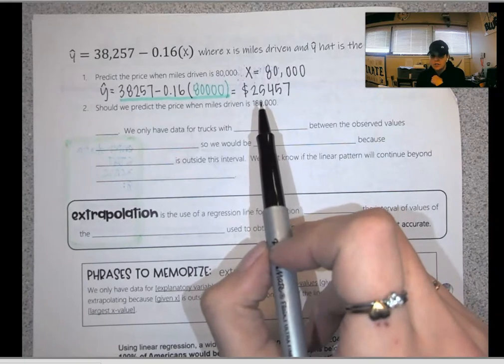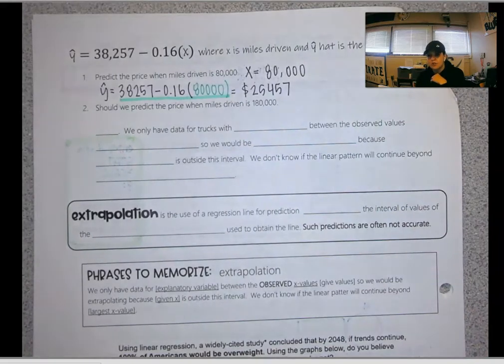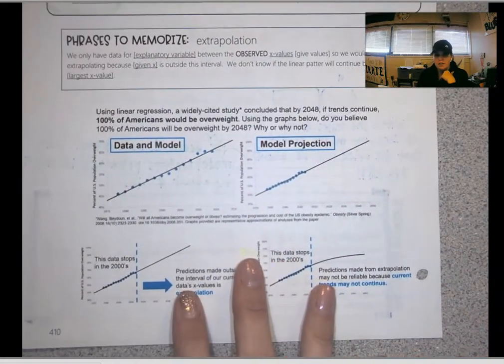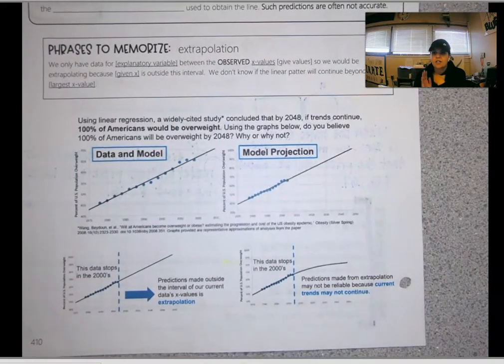The next question says, should we predict the price when the miles driven is 180,000 miles? Now, we definitely can. We can plug 180,000 in there, but it's not necessarily going to be a good idea. And the reason why is shown in the pictures down at the bottom of this note sheet. I took these from the videos that the AP board releases. And this is talking about an idea called extrapolation.